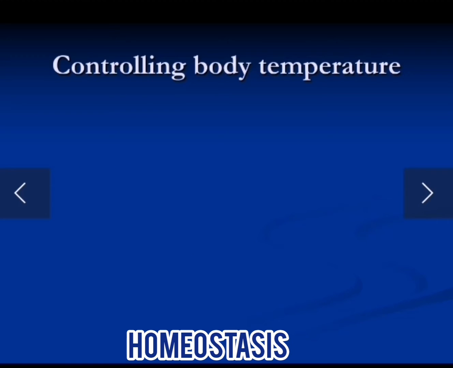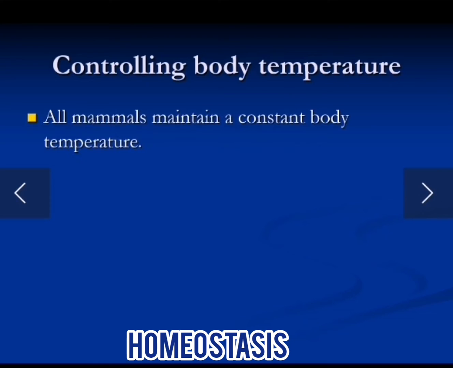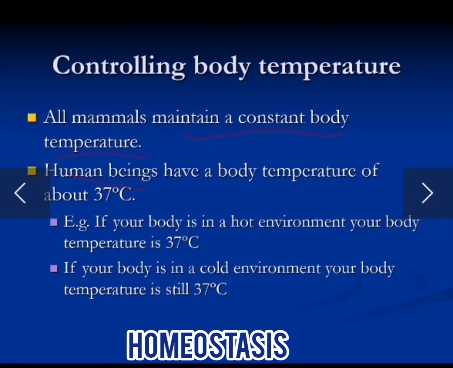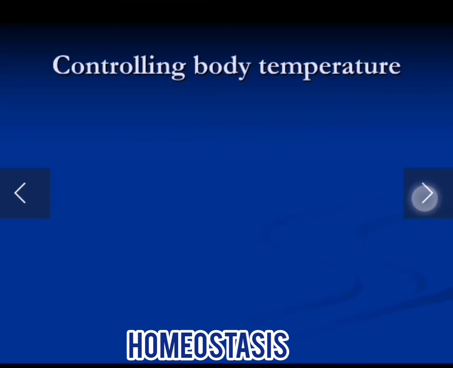Controlling body temperature. How does the body control its internal temperature? All mammals maintain a constant body temperature, and especially human beings have a body temperature of about 37 Celsius. For example, if your body is in a hot environment, your body temperature is 37 Celsius. And if your body is in a cold environment, your body temperature is still 37 Celsius. How is that? Let us identify.